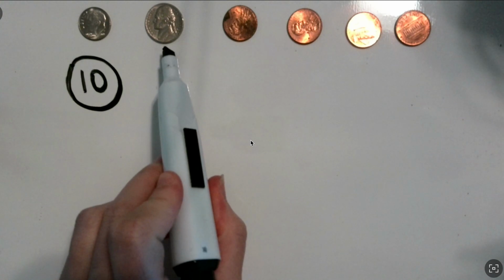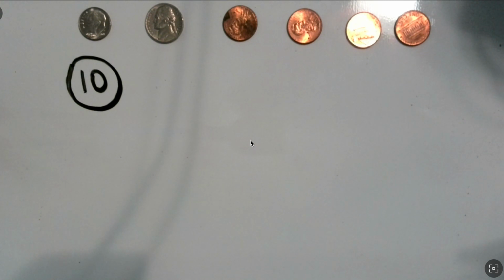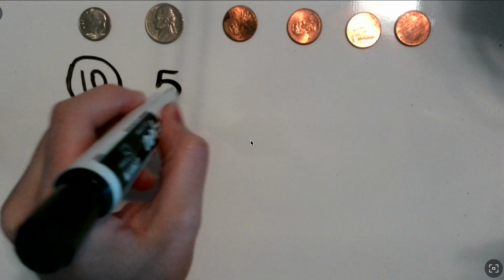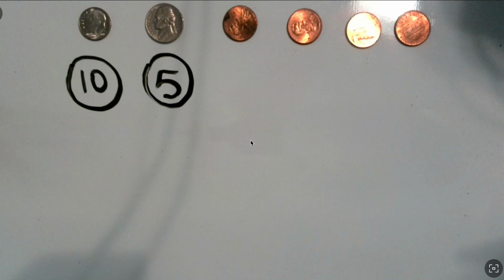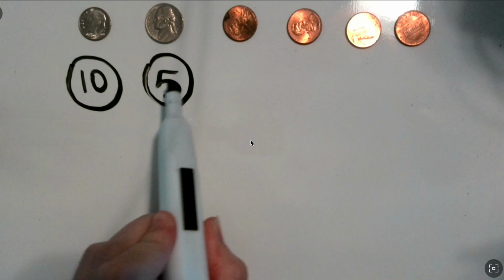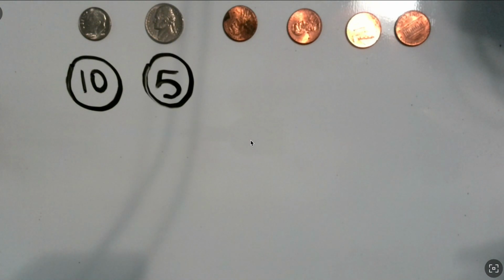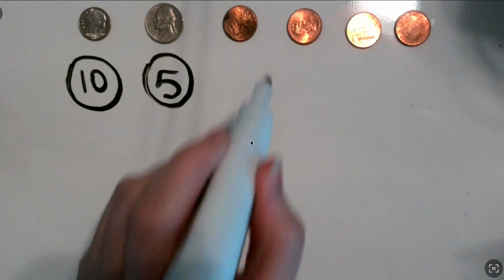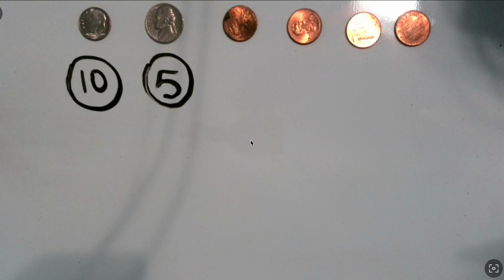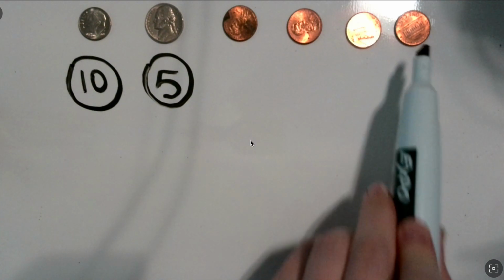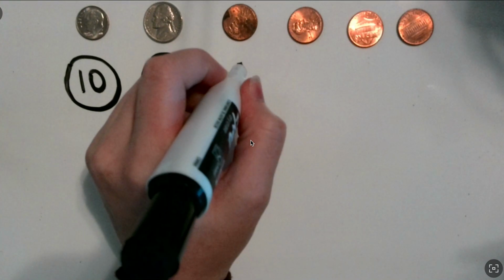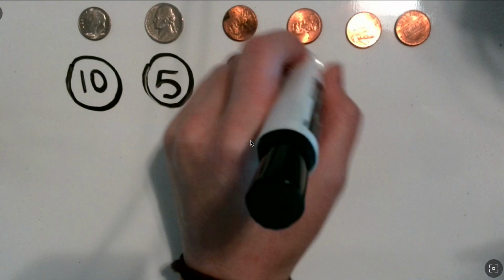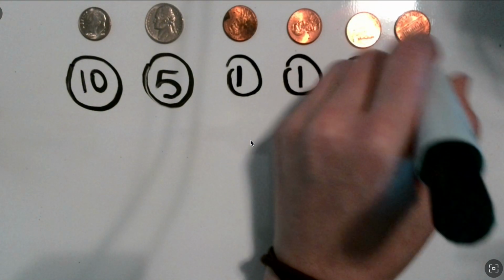Next, I have to draw my nickel. How much is a nickel worth? If you said 5 cents, you are correct. So I'm going to draw 5 and then I'm going to circle it. It's important that you write the number first and then circle it because sometimes we draw a circle that's too tiny and then we can't fit the numbers inside. And last but not least, for my 4 pennies, what are each of those worth? If you said they are each worth 1 cent, you are correct. So I'm writing a number 1 and I am circling it.